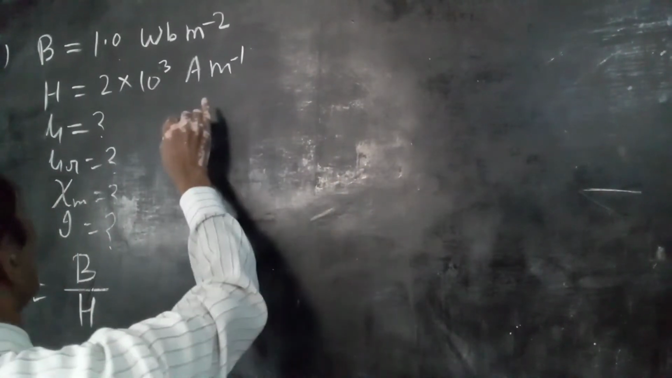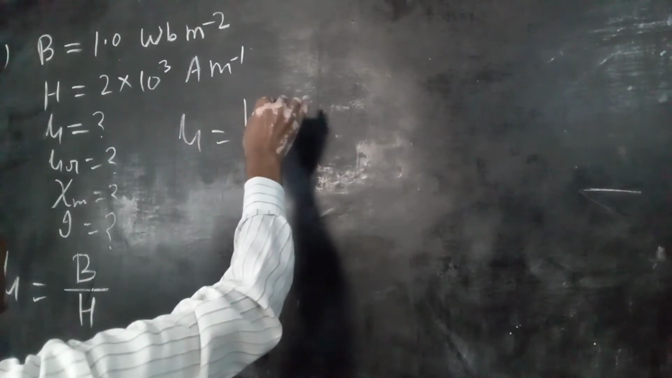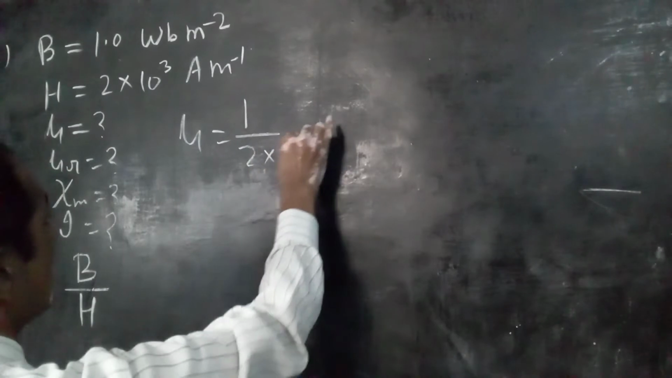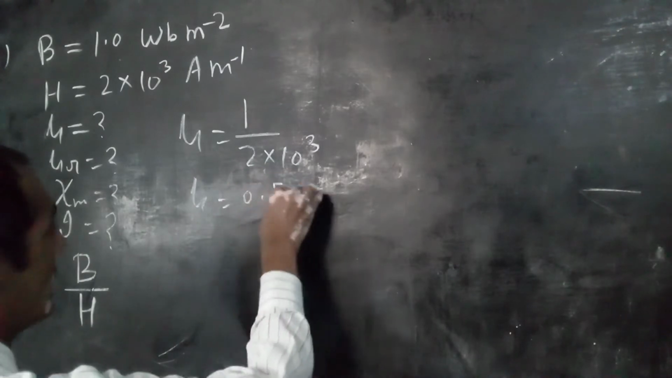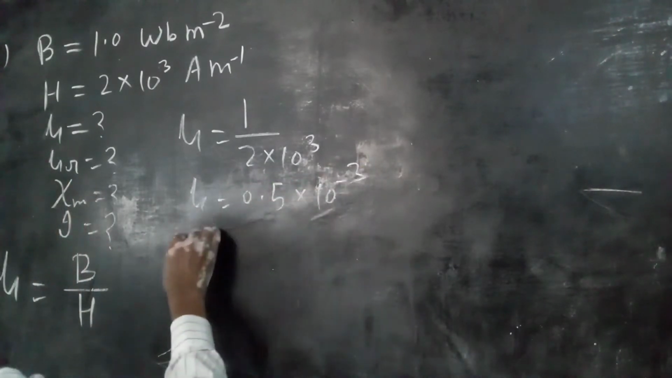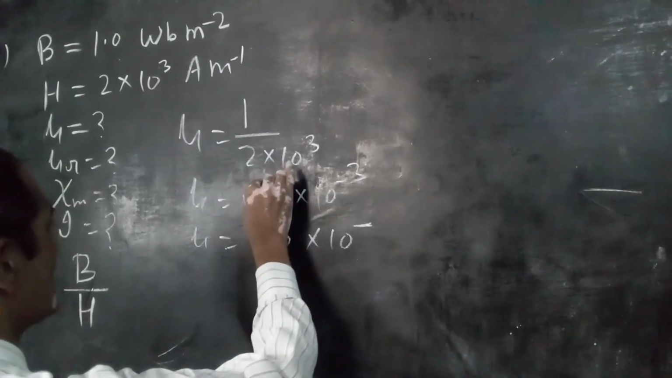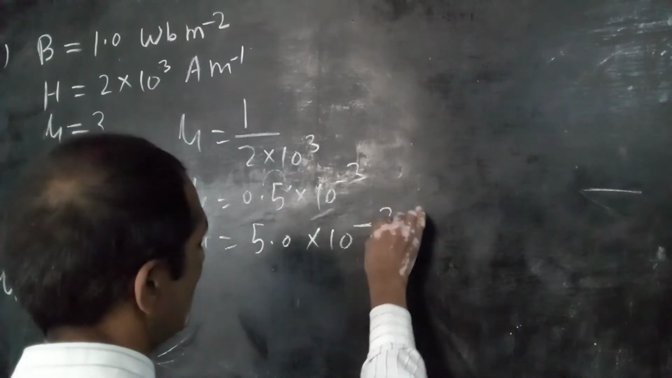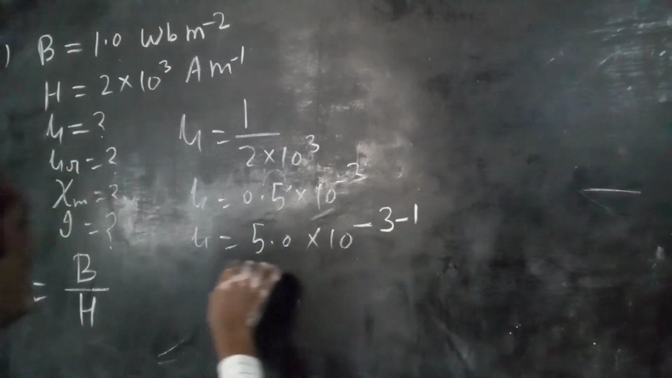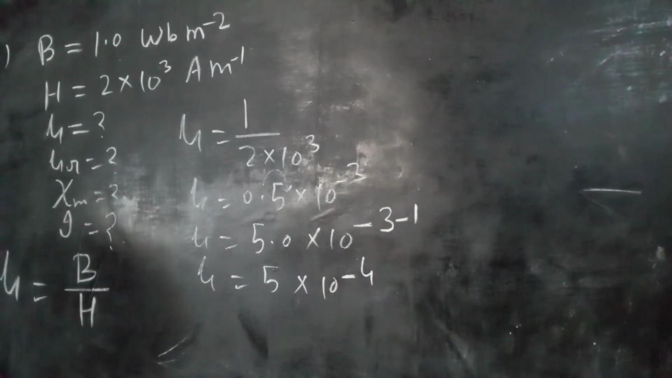Mu is equal to B. The value of B is 1 Wb m^-2, and H is 2 × 10^3. Simplify: mu is equal to 1 by 2, so 0.5 × 10^-3. So mu is equal to 5.0 × 10^-4. When you shift the decimal one digit right, 1 is subtracted from the power of 10, so -3 minus 1. So mu is equal to 5 × 10^-4.